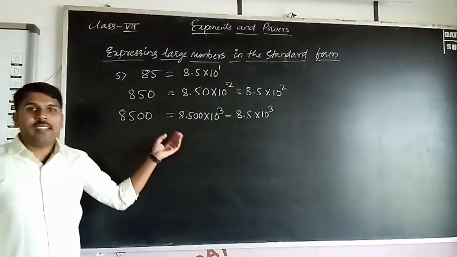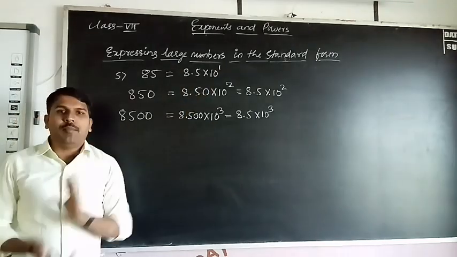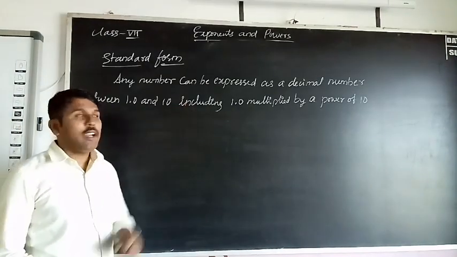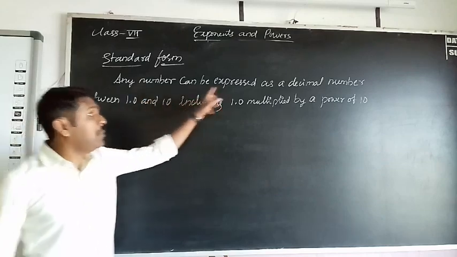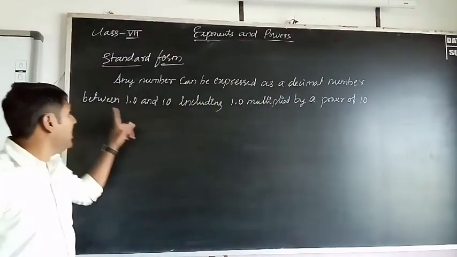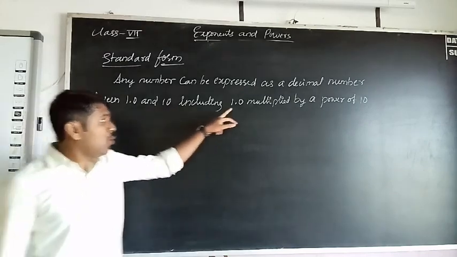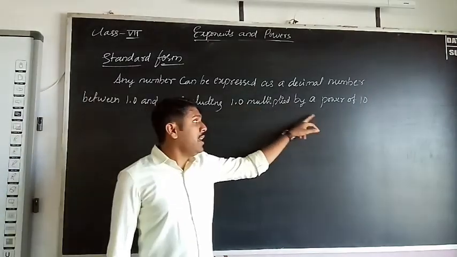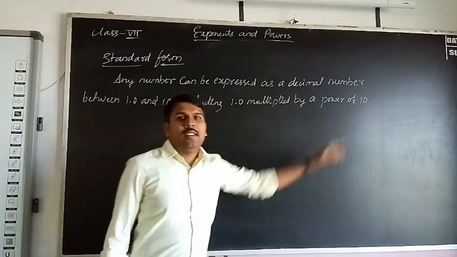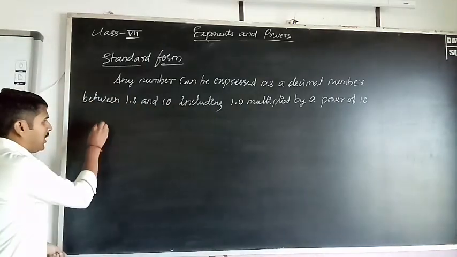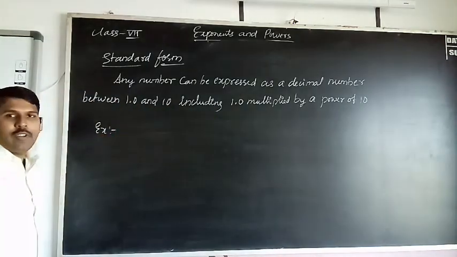I hope you understand the concept of standard form. So definition of standard form: any number can be expressed as a decimal number between 1.0 and 10, including 1.0, multiplied by a power of 10. So how to write that one? Take down one example, then you will get the answer.